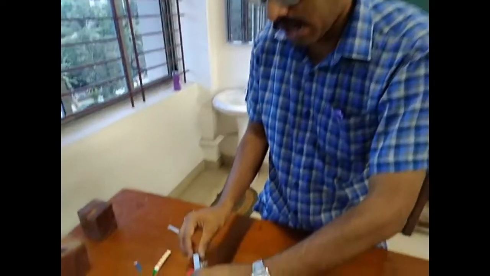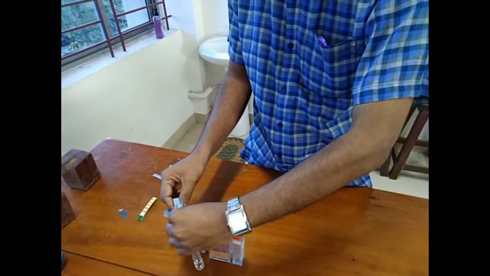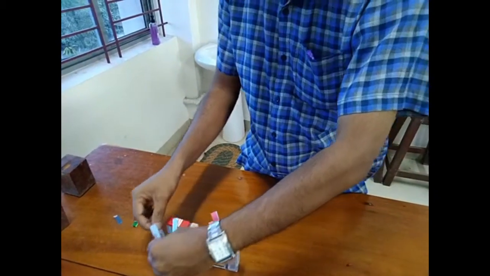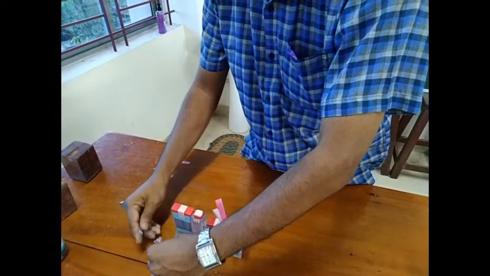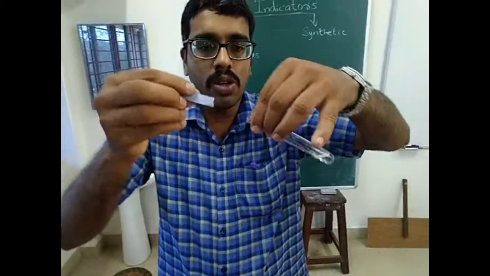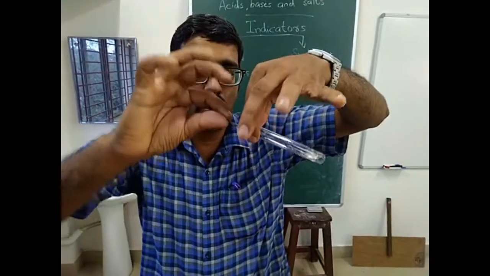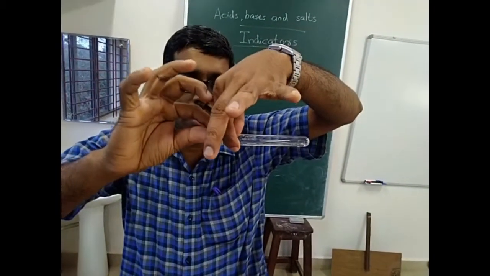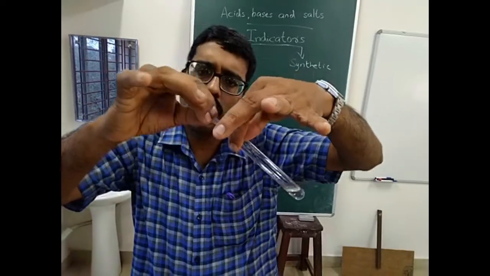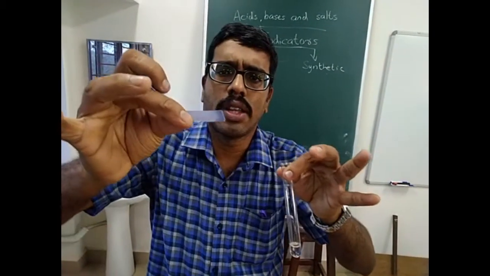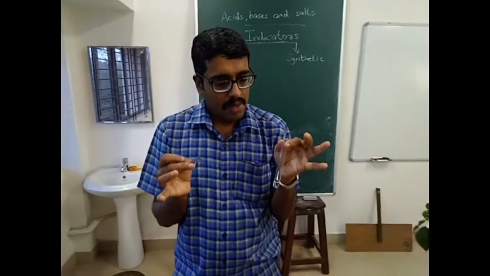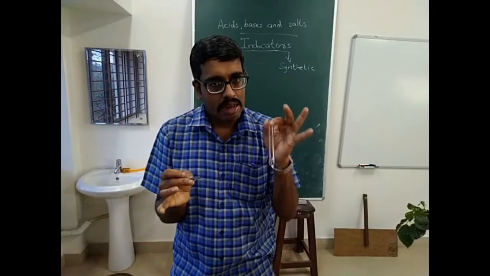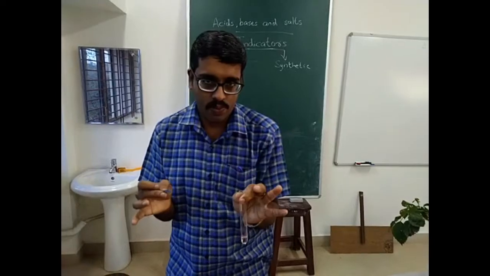So next I am using a piece of blue litmus to check what will happen. So a piece only I took. I am inserting the blue litmus into the test tube containing a base, potassium hydroxide, or even sodium hydroxide will also work. There is no change. It infers that bases change red litmus into blue.